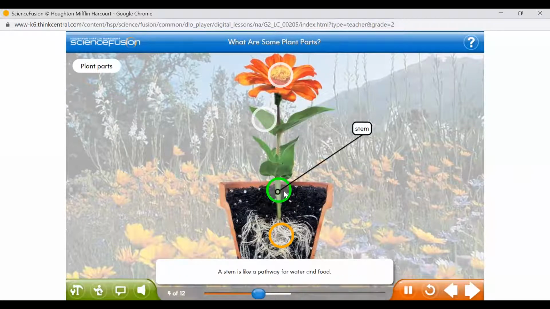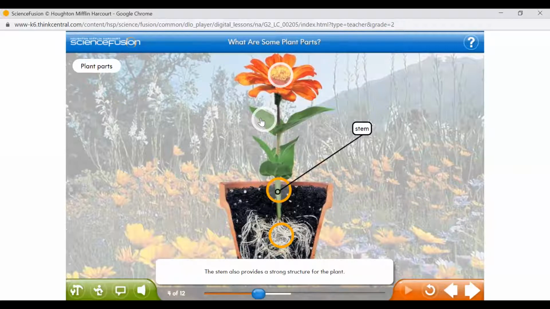A stem is like a pathway for water and food. Water and nutrients move from the roots through the stem to other parts of the plant. The stem also provides a strong structure for the plant.